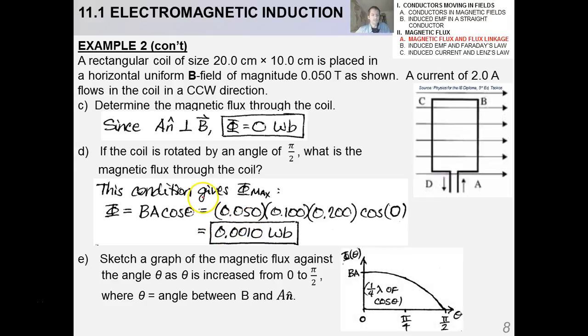Part E is the most interesting part of this problem. It's saying sketch a graph of magnetic flux against the angle theta as theta is increased from 0 to pi over 2, okay? Well, at 0, the two are parallel, so that's a maximum. That's what I just found right here. That's BA, which is 0.0010 Webers, okay? At pi over 2, it's 0. And in fact, what it does is it goes down like this, and this ends up being 1/4 of a wavelength of a cosine curve, interestingly. Maybe not surprisingly, maybe surprising.